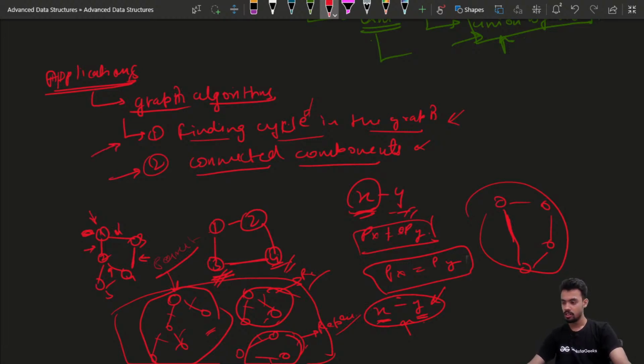So this would be the application of the disjoint sets. There are many more applications and many more kinds of problems where you can apply this. So yes, I am done with this lecture on disjoint set union.